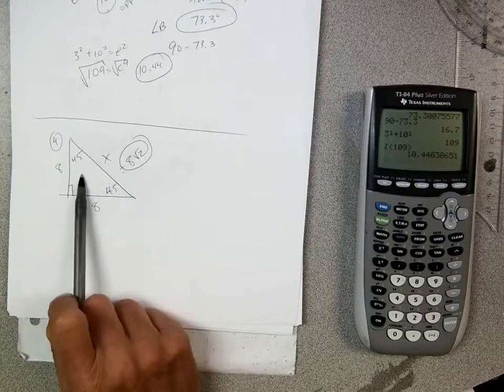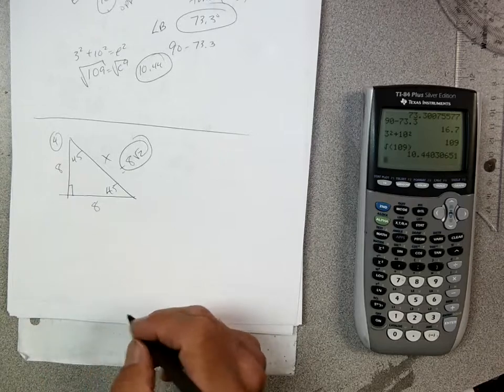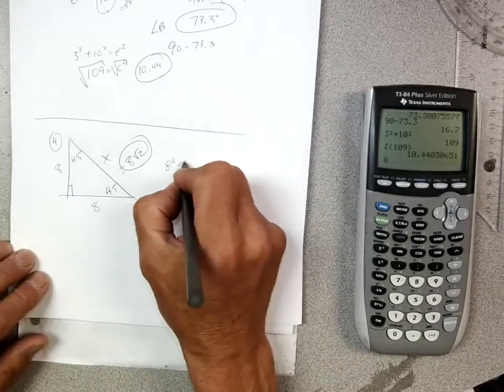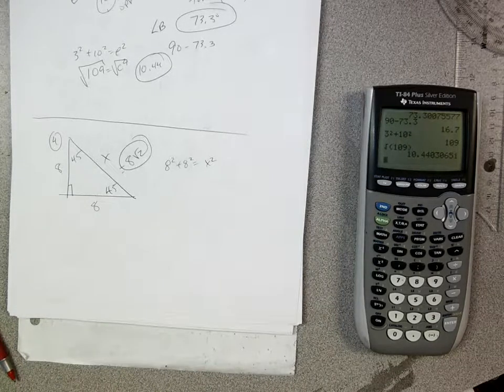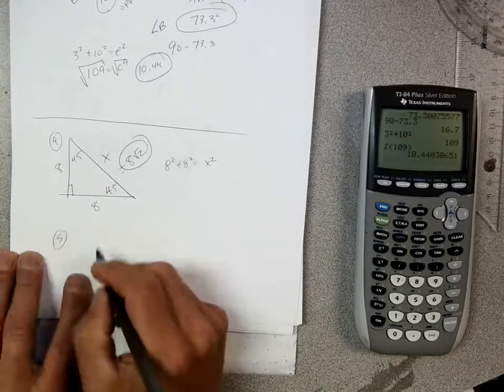You guys agree with Katie pointed up there? It's a special right triangle. You could go 8 squared plus 8 squared equals x squared, but that would be more work than I want to do, okay?